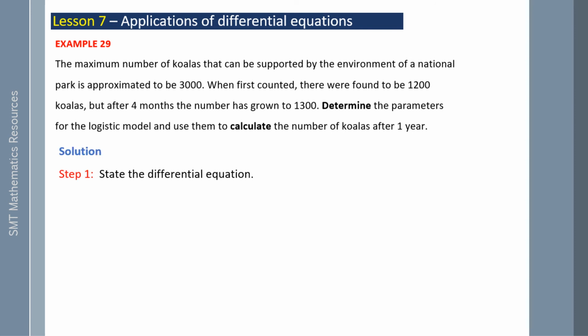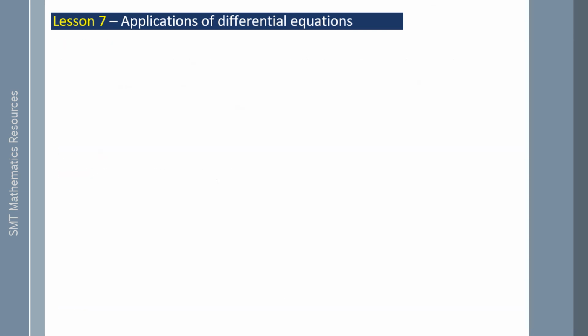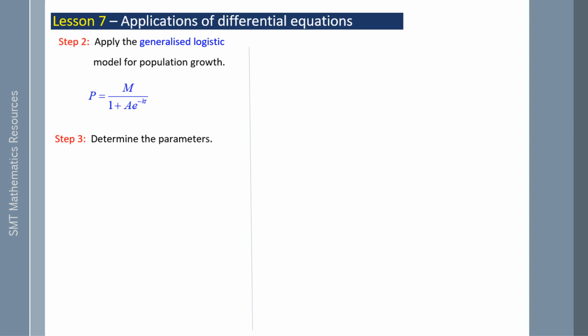Step 1. State the differential equation. So stating one of our differential equations for logistic growth is our first step, where the following parameters are p for population, m is the carrying capacity, and a is the carrying capacity subtract the initial population divided by the initial population, and t is time. Next, we're going to apply the generalized logistic model for population growth. That is, we're going to use the general population model without having to solve a differential equation.